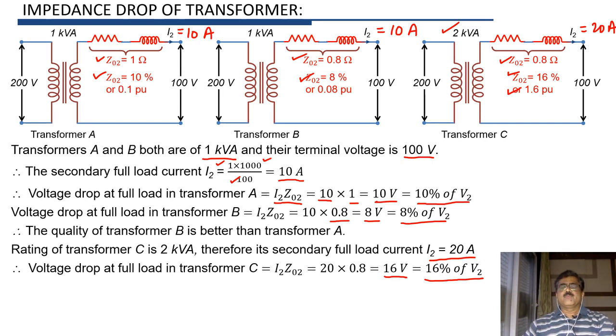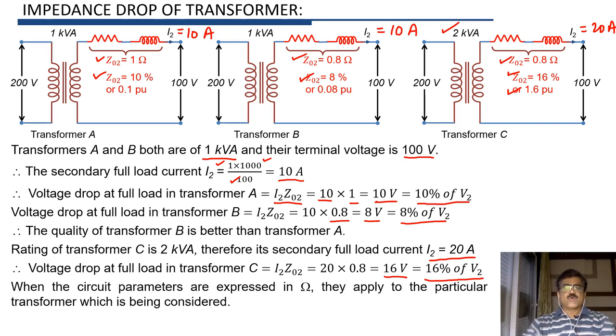You can say that transformer A is better as compared to transformer C. Why? Because the percentage impedance of C is 16%, whereas the percentage impedance of A is 10%. And therefore the conclusion is, when the circuit parameters, that is resistance, leakage reactance and impedance, are expressed in ohm instead of percentage, then these parameters apply to the particular transformer only which is being considered.